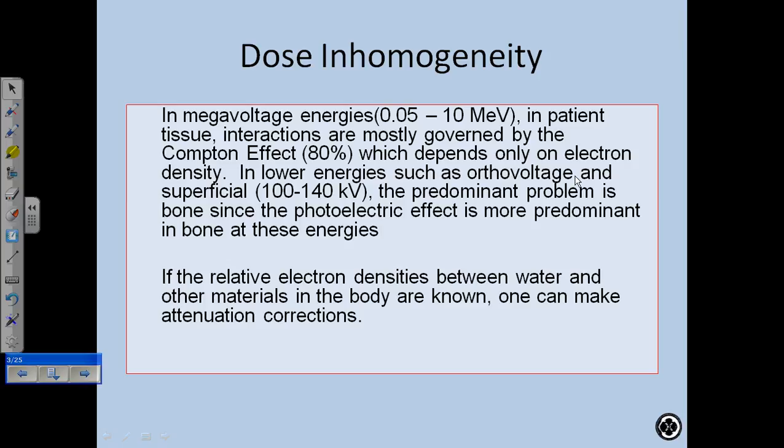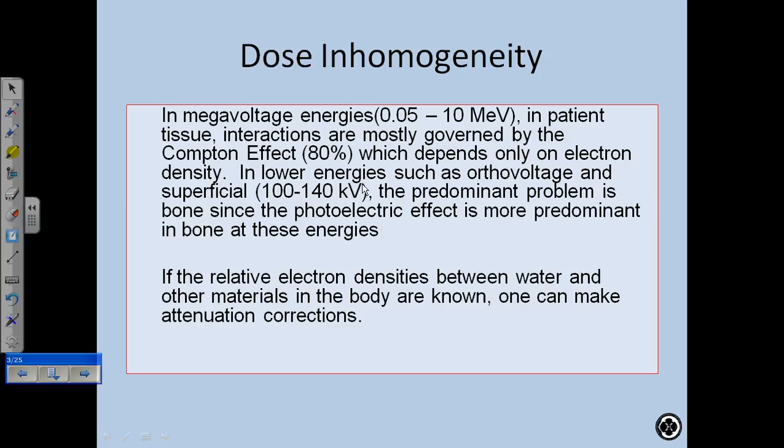In lower energies such as orthovoltage and superficial, 100 to 140 kV, the predominant material that is affected by heterogeneity is bone, since the photoelectric effect is more prominent in bone at these energies, and that's due to what? High Z? What's the high Z material? The calcium.